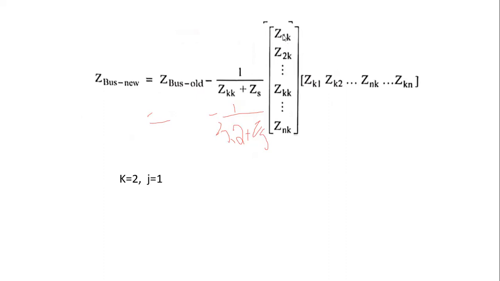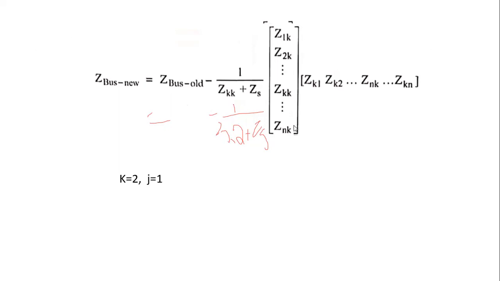And Z22, Z12, Z22 and Z32, Z32. Similarly, into Z21, Z22 and Z32 and Z23. Substitute all the values in this equation, then we obtain the Z-bus new matrix. This is the Z-bus building algorithm and the last step for the Z-bus matrix.